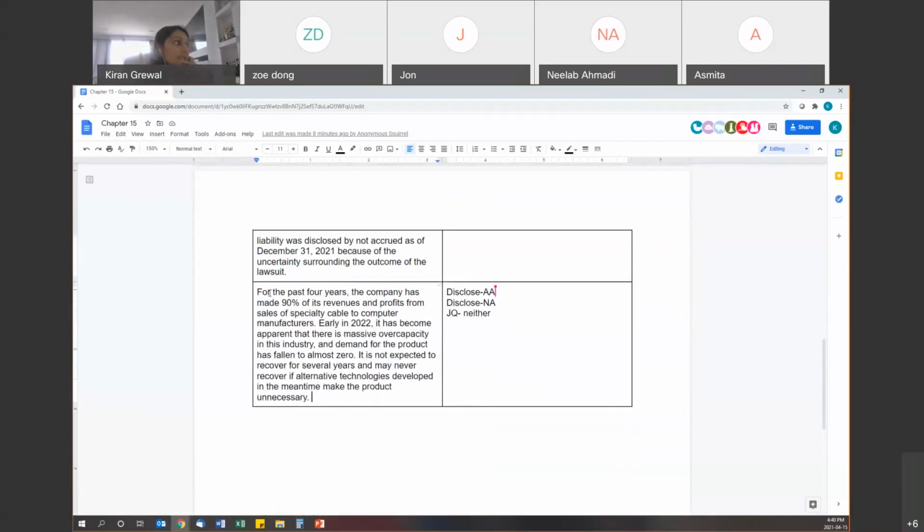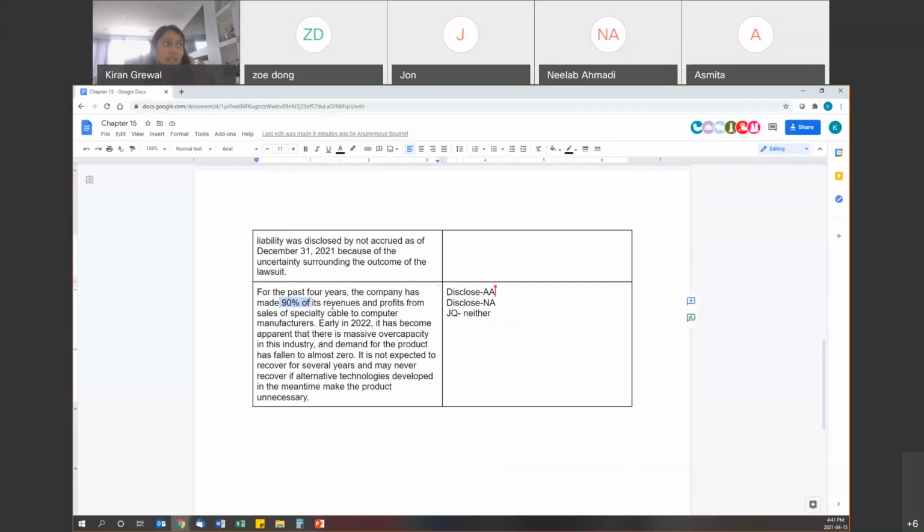All right, to the last one. For the past 4 years, the company has made 90% of its revenue and profits from sales of specialty cable to computer manufacturers. Early in 2022, it has become apparent that there is a massive overcapacity in this industry, and demand for this product has fallen to almost zero. It is not expected to recover for several years and may never recover if alternative technologies develop in the meantime that make the product unnecessary. So 2 people said disclose, 1 person said neither.